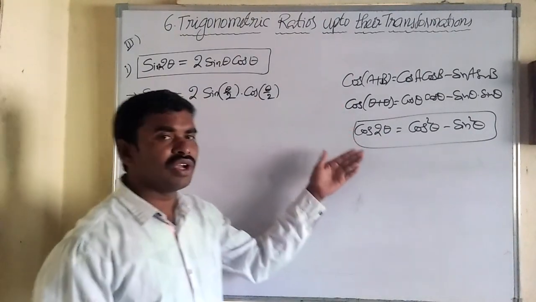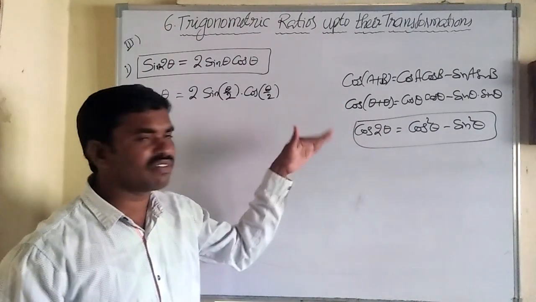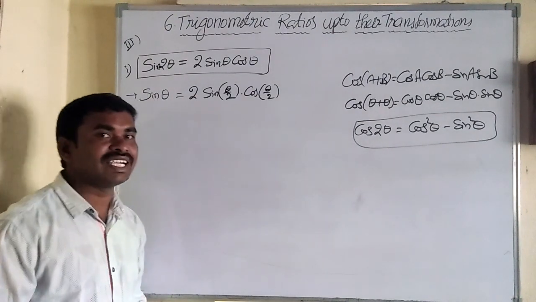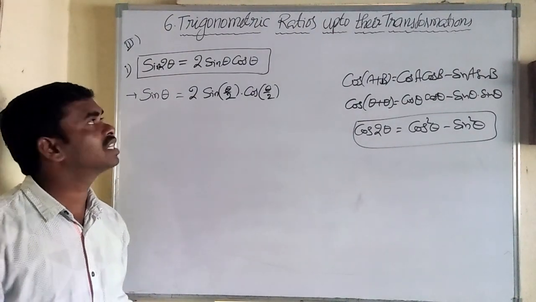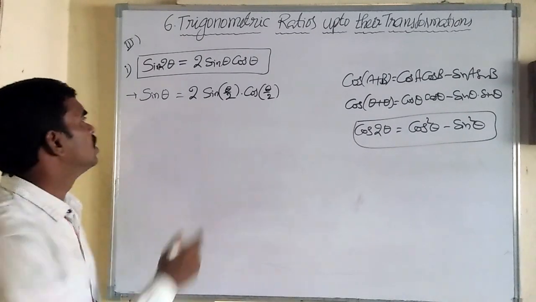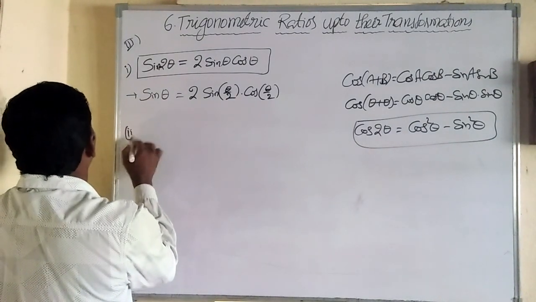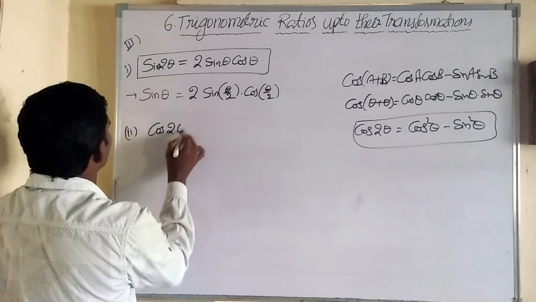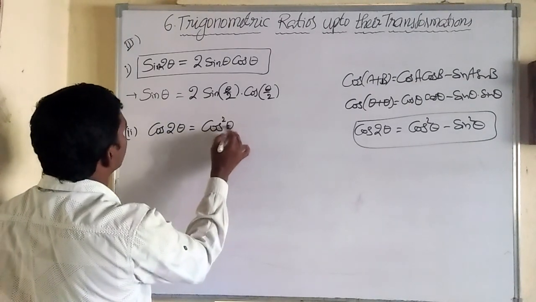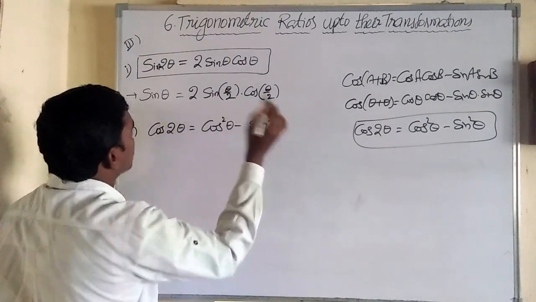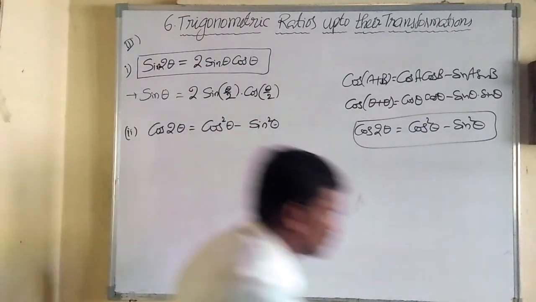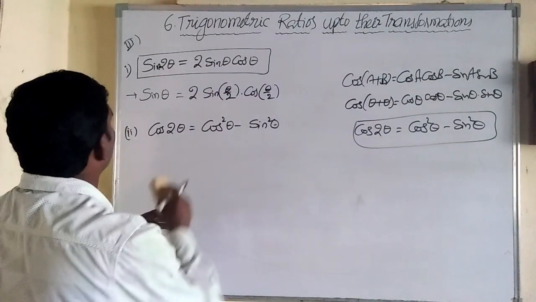Similarly, if you find formulas one by one using previous formulas, you will get interest not only in mathematics, especially in trigonometry. So the second formula I am writing: cos 2 theta is equal to cos square theta minus sin square theta. For your convenience, I am writing it here.